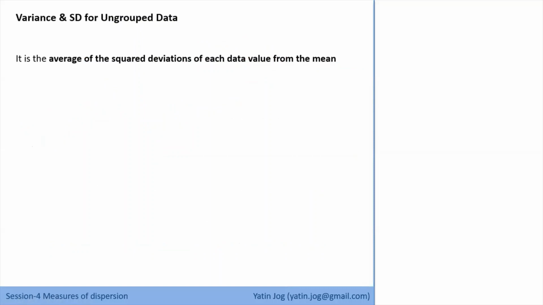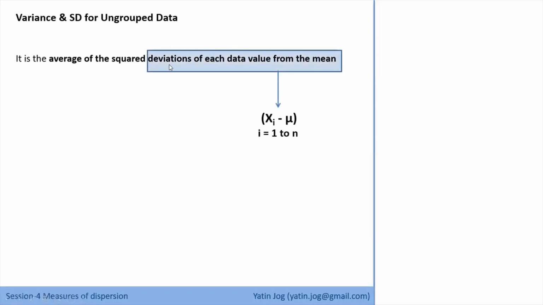So variance and SD for ungrouped data. Based on the concept, now we'll try to understand how to calculate variance and standard deviation for ungrouped data. The definition says variance is the average of the squared deviation of each data value from the mean. What is important is the deviation of each data value from the mean. That is what we have done in the last problem. How to calculate the deviation of each data value from the mean? Xi minus mu, where xi is my data item and mu is my mean. So xi minus mu will give me the deviation of each data item from the mean.